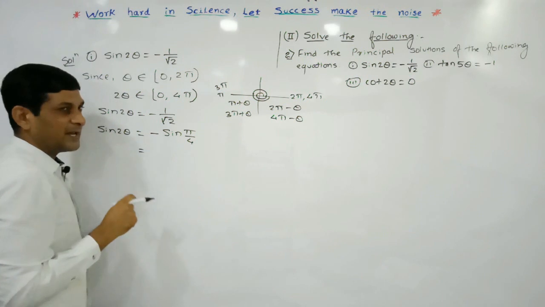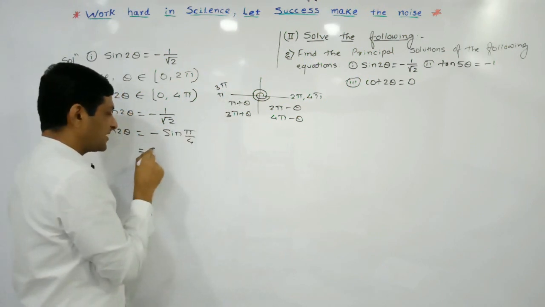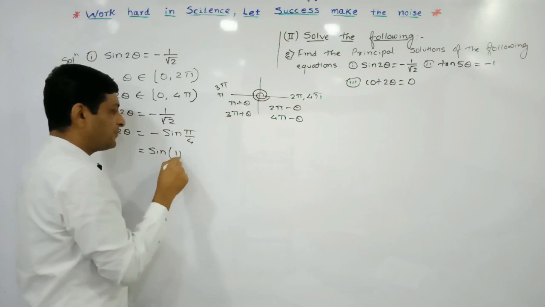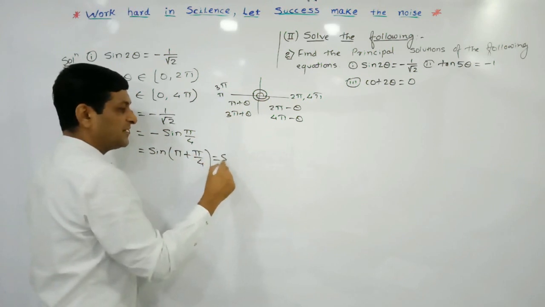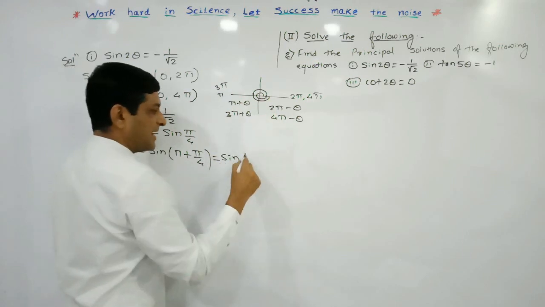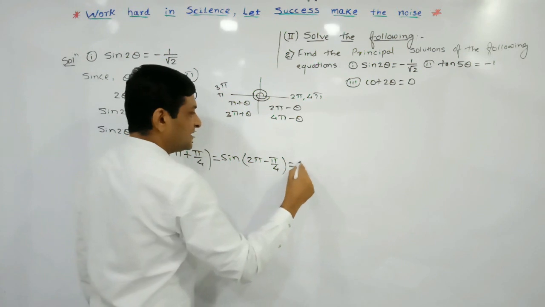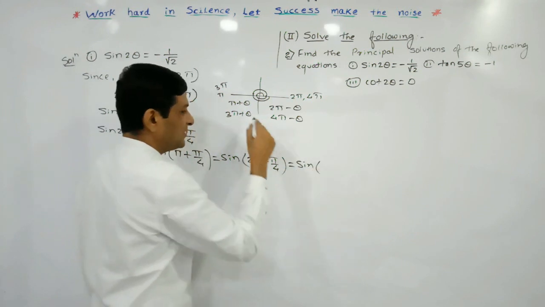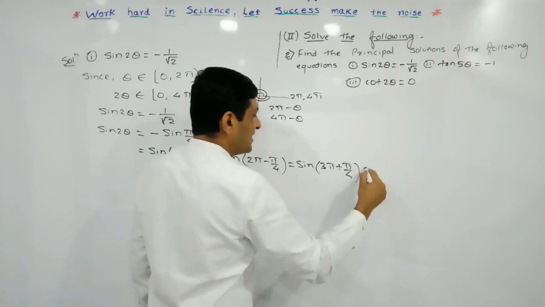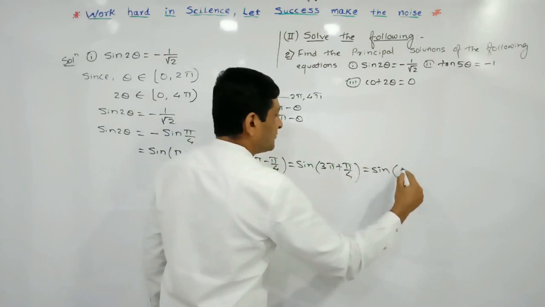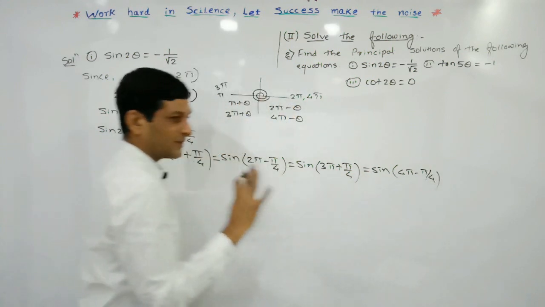So according to allied angle formulas, minus sine theta can be written as sine pi plus theta. What is theta here? Pi by 4. It can also be written as sine 2 pi minus theta, but theta is here pi by 4, which is also equal to sine 3 pi plus theta, theta here pi by 4. Again it can be written as sine 4 pi minus theta, theta is pi by 4.